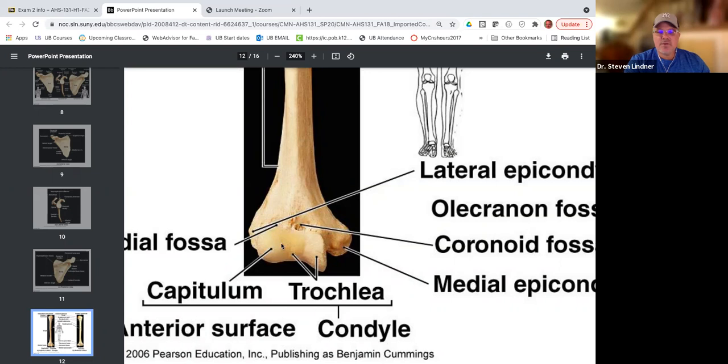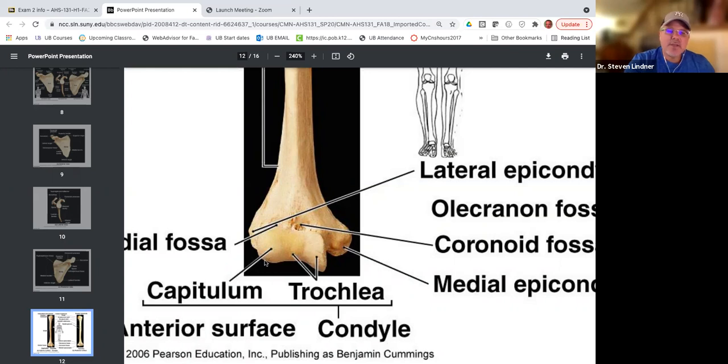So these two bones, the capitulum and the trochlea, are extremely important for the forearm to attach to form a joint with the humerus. So when the radius articulates with the capitulum, it's called the humero-radial joint. When the ulna articulates with the trochlea, it's called the humero-ulnar joint.